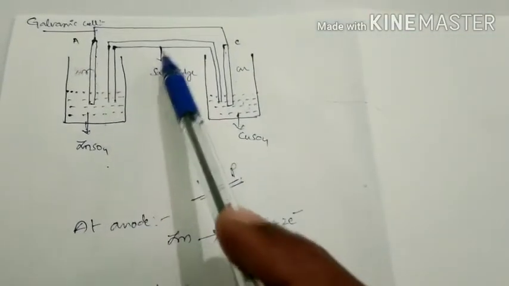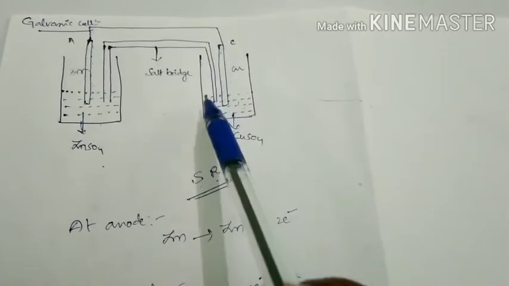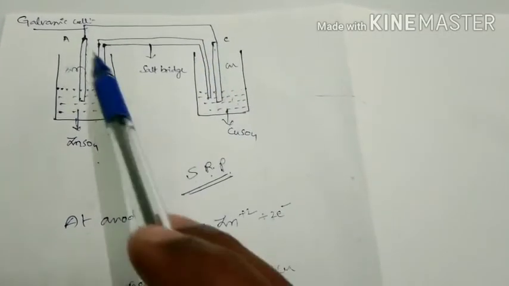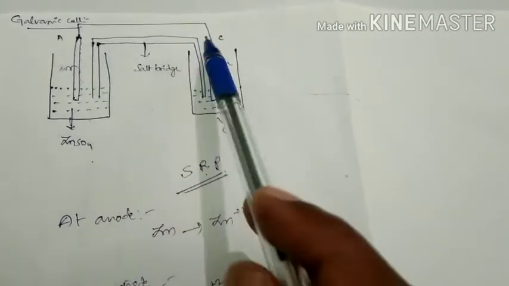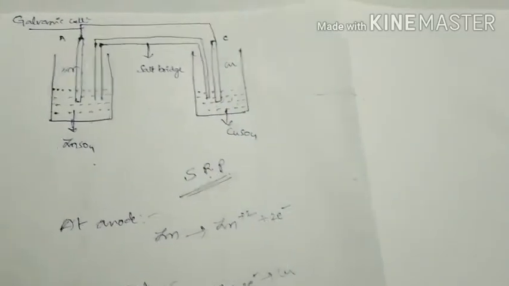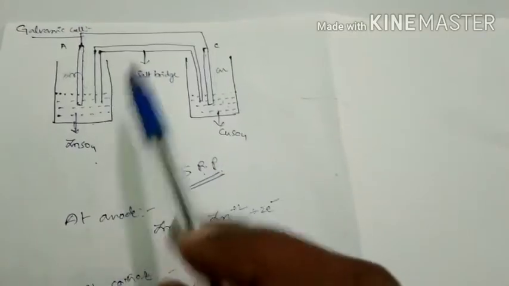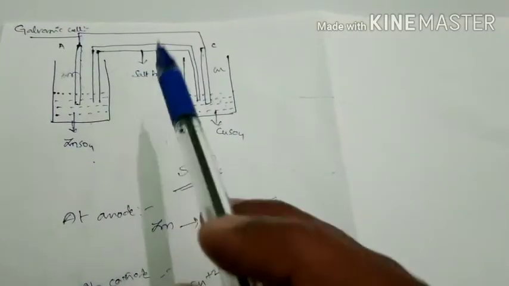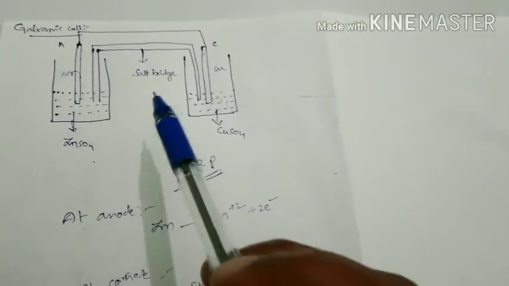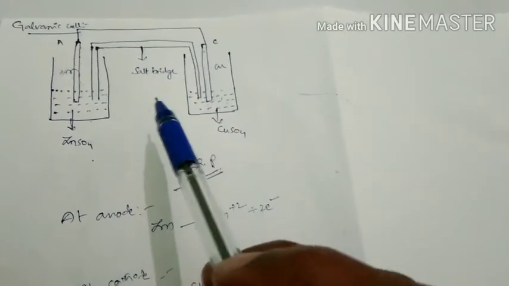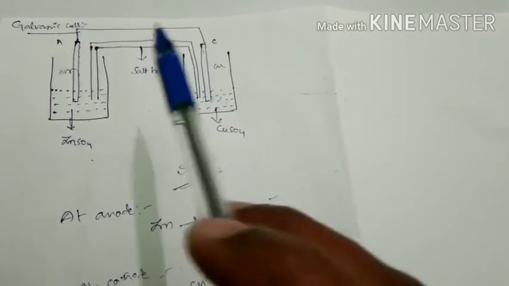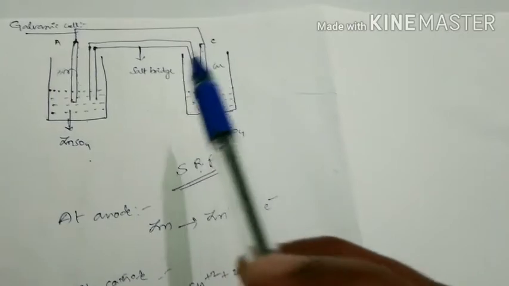Next, this is the salt bridge. It is a U-shaped tube. It contains salts, that is KCl or KNO3 or NH4NO3. All are salts which are present in agar-agar gel.